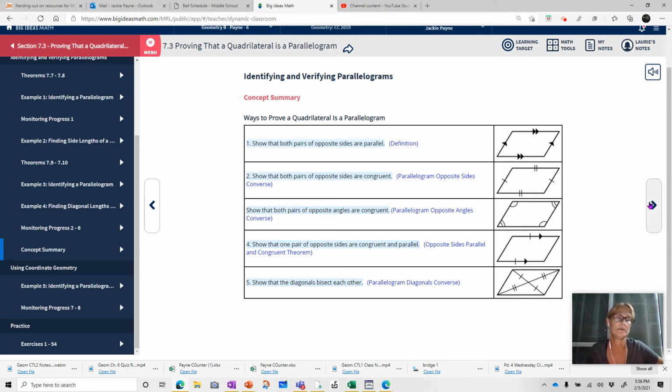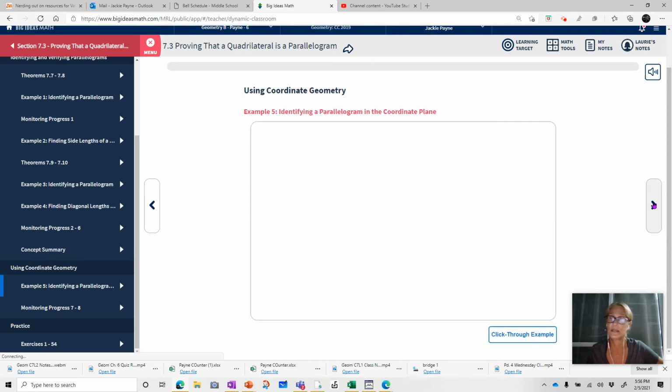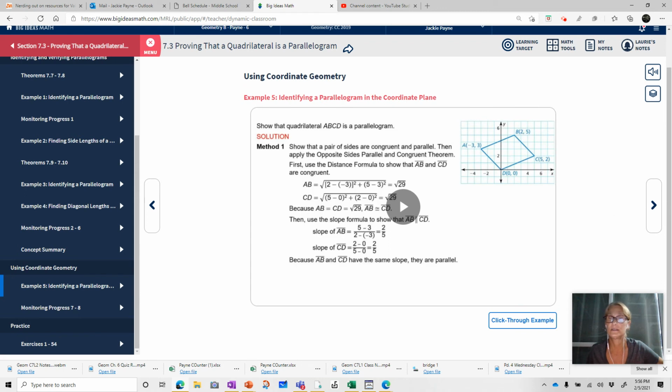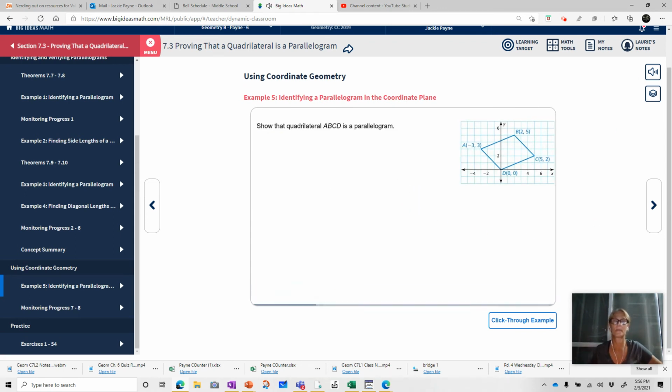Now let's do a little coordinate geometry. Again, I may or may not assign these from the book, but it is an example that you should be able to follow through. Show that quadrilateral ABCD is a parallelogram. Solution. Method 1. Show that a pair of sides are congruent and parallel. Then apply the opposite sides parallel and congruent theorem.